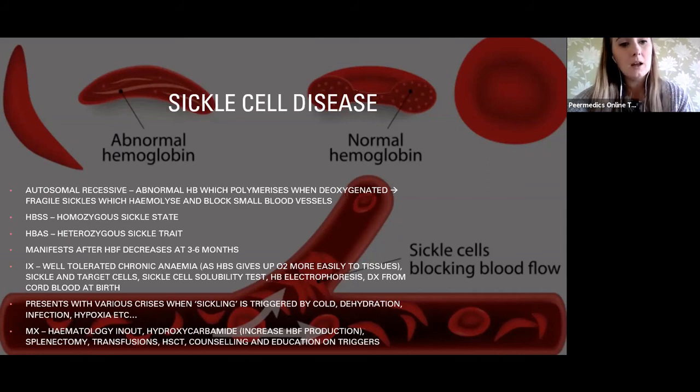Obviously because it's autosomal recessive, you can have what's called sickle trait, which is generally absolutely asymptomatic until you're exposed to extreme conditions. So things like being in a pressurized aircraft, patients can get an anemia from that if they have sickle trait, or you have sickle disease, so you are homozygous for the mutation.